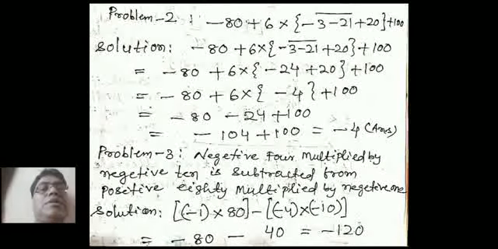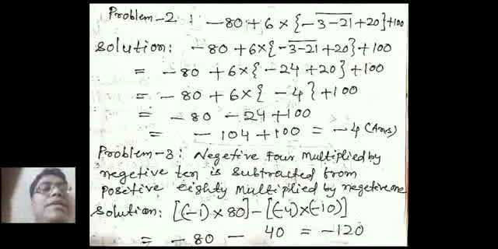Next, this is problem 2. Minus 80 plus 6 into curly bracket minus 3 minus 21 plus 20, curly bracket close, plus 100. The solution: minus 80 plus 6 into curly bracket starts, so minus 3 minus 21 becomes minus 24 plus 20, curly bracket close, plus 100.